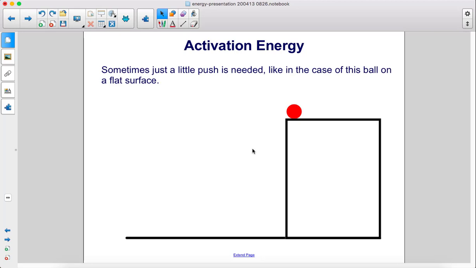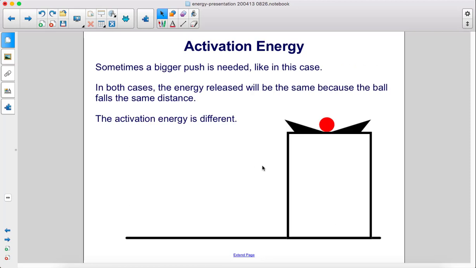Sometimes just a little push is needed, like in the case of this ball on a flat surface. Sometimes a bigger push is needed, like in this case. In both cases, the energy released will be the same because the ball falls the same distance. The activation energy is different.